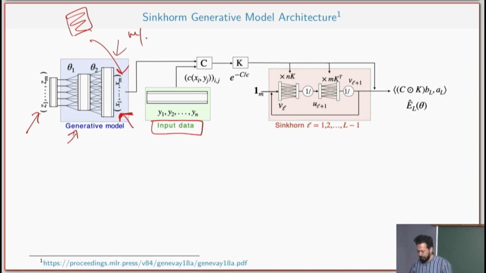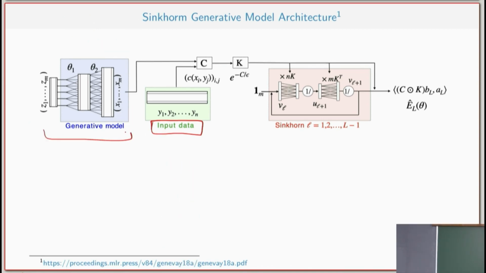So this is, let us say, the corresponding cat image or something like that. There will be some random vector which will produce some image, and there is real data going in, maybe n of them. Then you have a cost corresponding to these data. So then this cost matrix is computed.